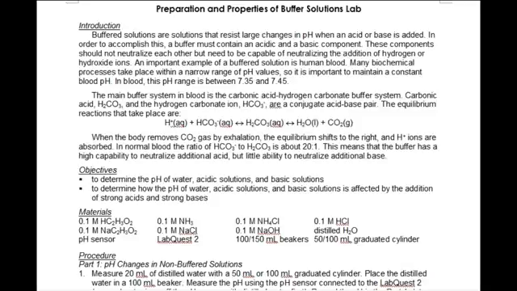Alright, this video is to help you with the buffer solution lab. This is the first page of it, just to remind you. Buffers are combinations of a weak acid and a conjugate base, or a weak base and its conjugate acid, and they are able to minimize changes in pH when strong acid or strong base is added to a mixture.